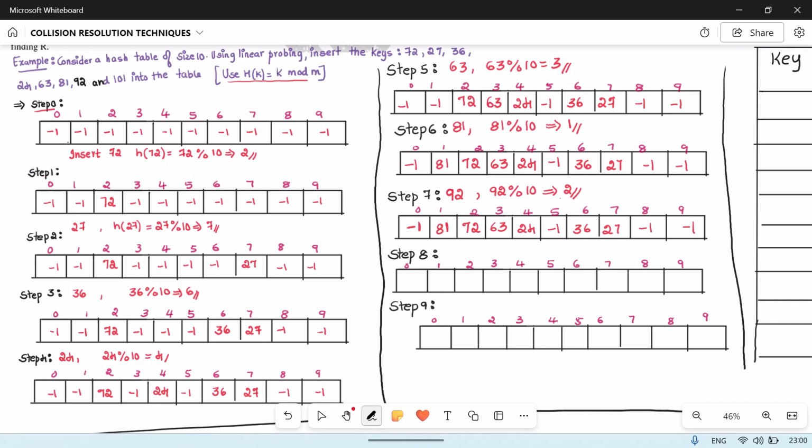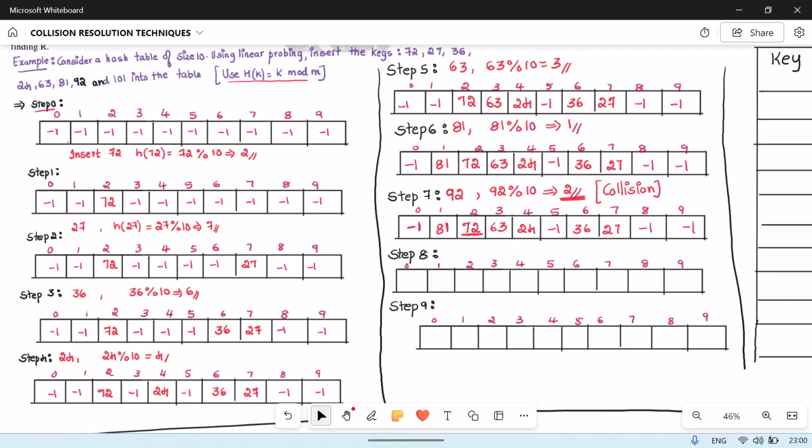mod 10 is having the value 2, but can you see 2 is already filled by 72. Now what to do? This has led to a situation called a collision. Are you understanding? This has led to a collision, because at the second position, where the hash key generated is 2, an element is already present.